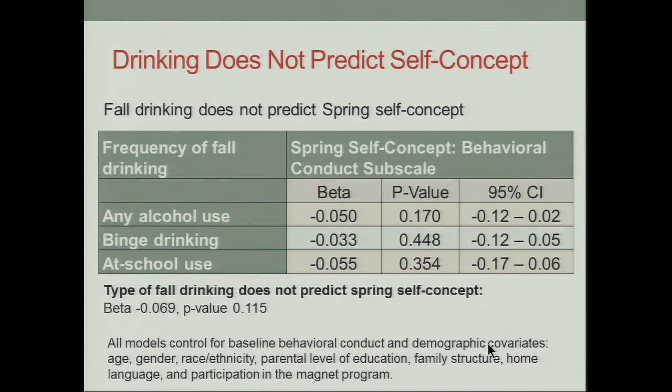And then we looked at things in the reverse direction, and in contrast, we found that neither the frequency nor the type of drinking in the fall predicted self-concept in the spring after controlling for baseline self-concept. So taken together, this does suggest that self-concept precedes those behaviors.